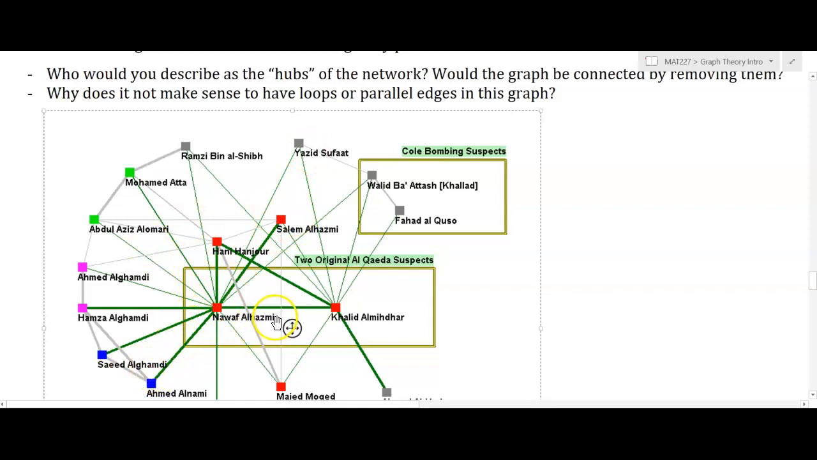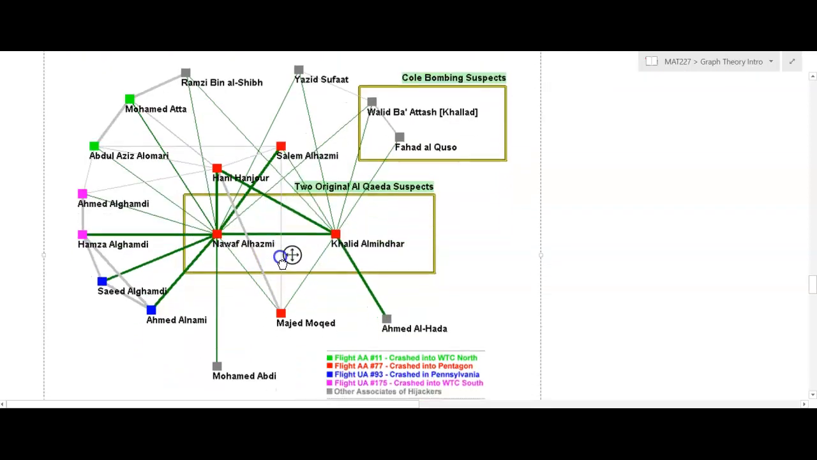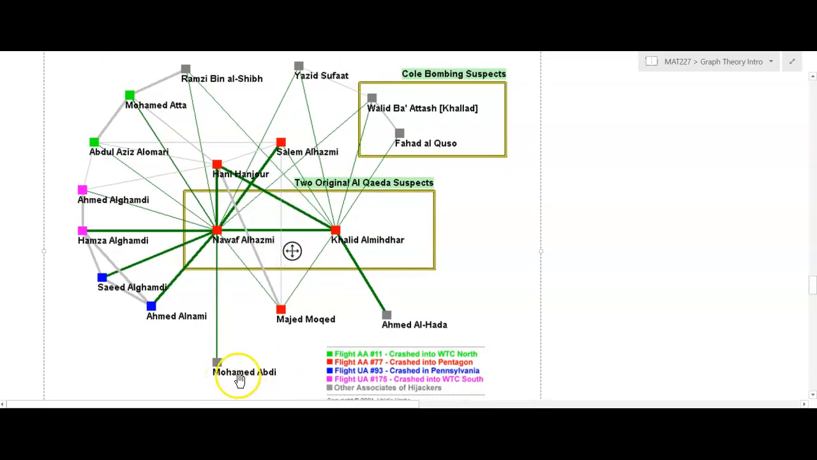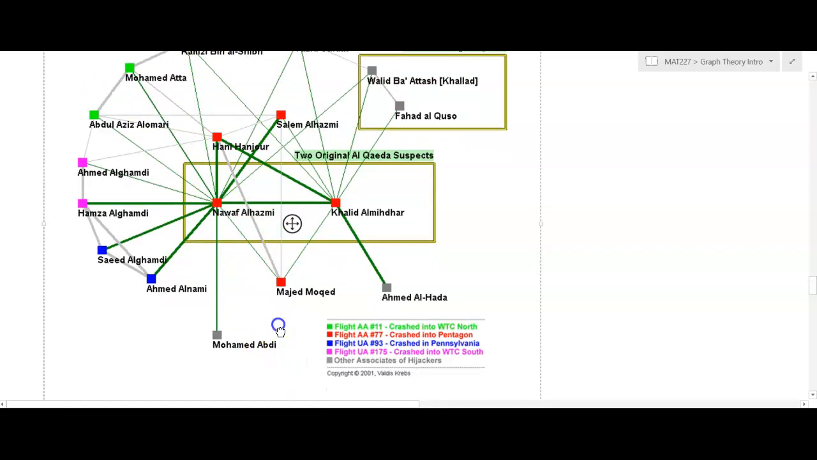And so any vertex that, if you were to delete it, takes away a lot of connections is often considered a hub. So Mohammed Abdi is clearly not a hub, because by removing this individual, that network is still a strong network. But if you remove some of these inner points here, you can see that that could break up the communication between the left half and the right half of this particular organization.